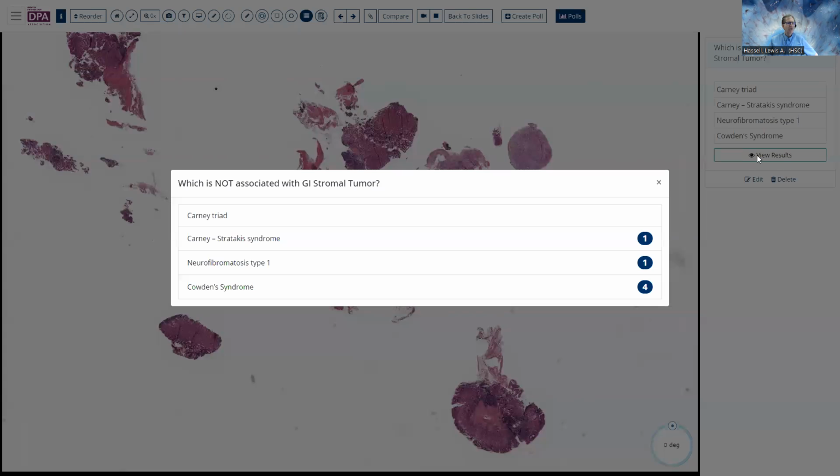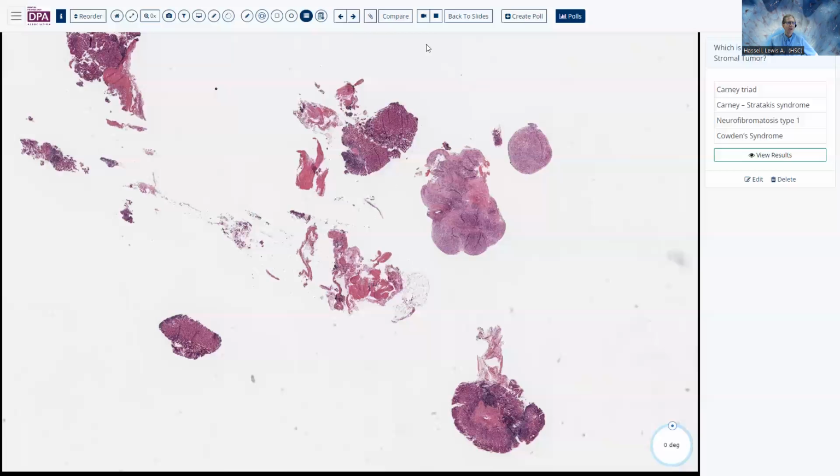So are there any syndromes? Which of the following is not associated with GI stromal tumor? And that's a tricky one; usually board questions don't use this "all of the following but" kind of structure. So this is really not a board style question, but Cowden syndrome is not associated with GI stromal tumor. However, these other syndromes or triads do have some association with GI stromal tumors. So be aware of that.